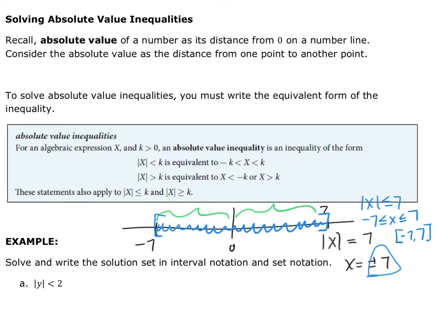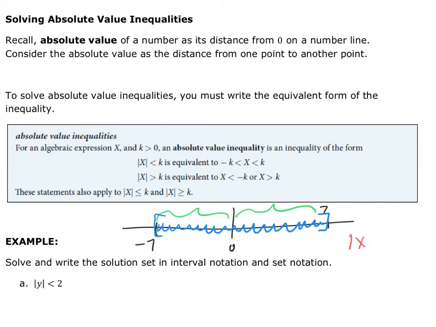Now, still using my example with 7 here, I'm going to do this now in red. If my inequality would have been the absolute value of x is greater than or equal to 7, that means I want all the numbers whose distance is larger than 7. So the larger than means I want all the stuff on this side of 7, and I want all the stuff on this side of negative 7, because all of those numbers will have distances that are larger than 7.